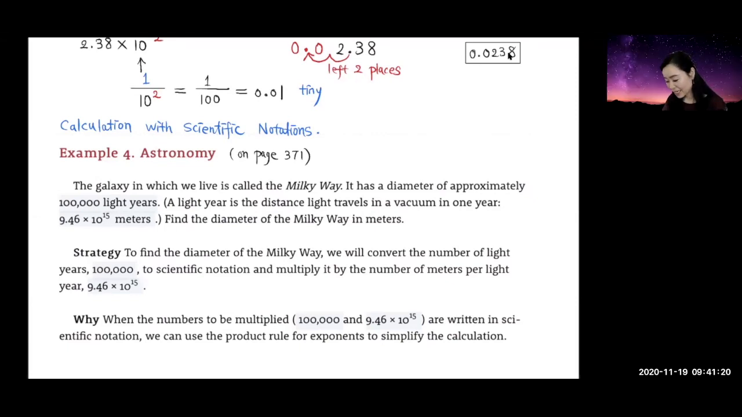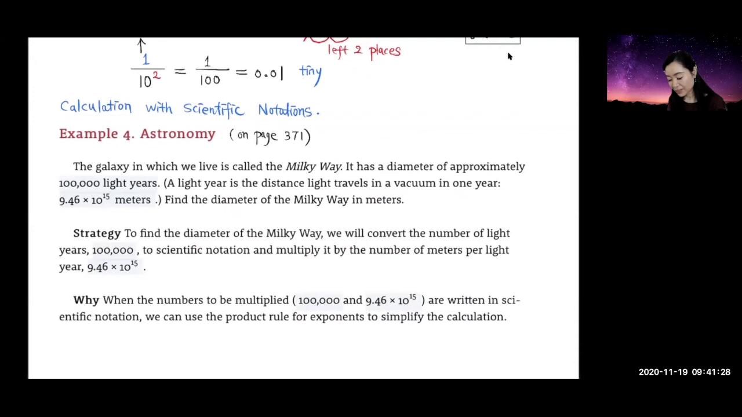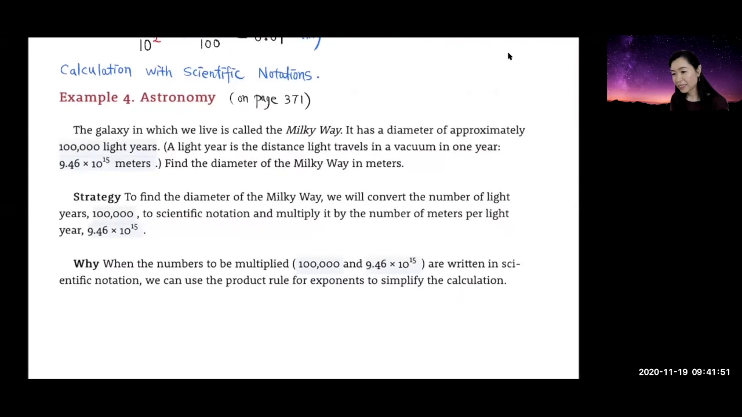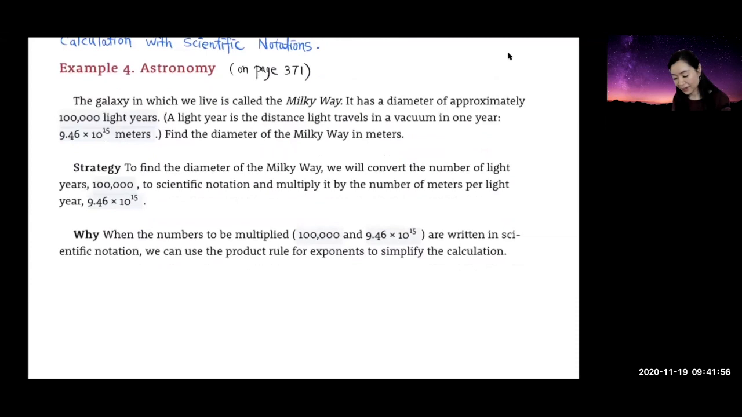Okay, thank you. That was very good. So this one says that the galaxy we live in is called the Milky Way. It has a diameter of approximately 100,000 light years. So let me draw the picture. A picture is better than 1,000 words. So I will have this Milky Way.